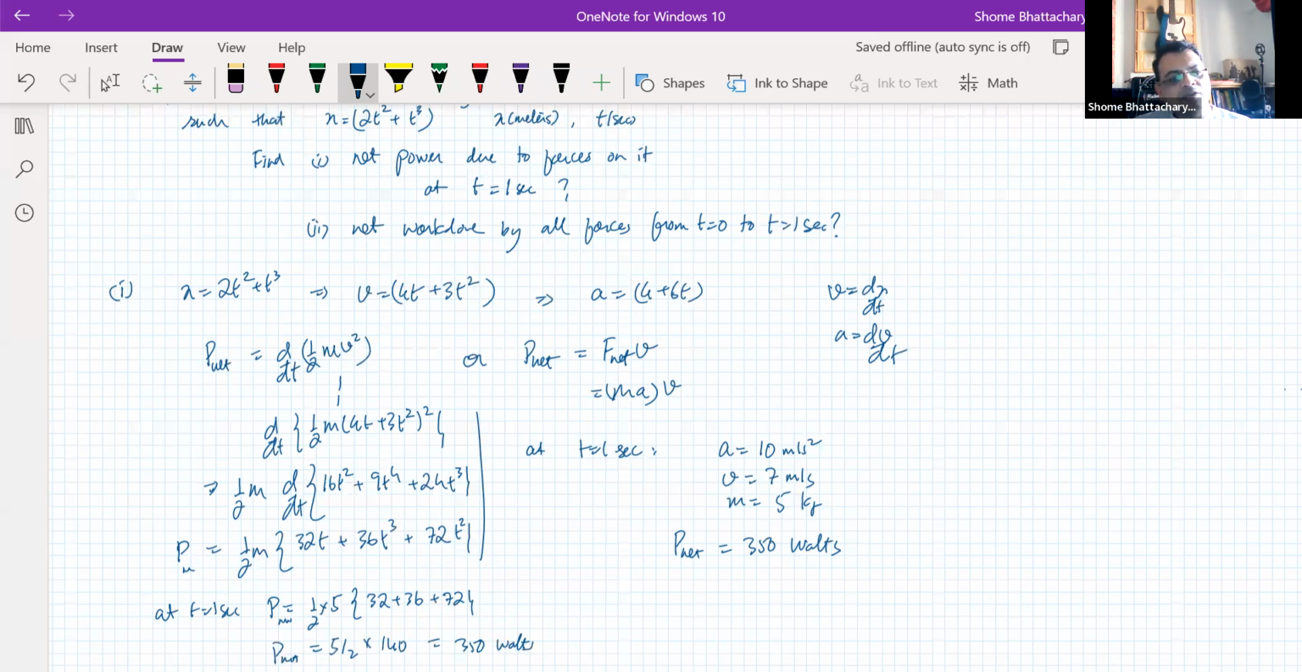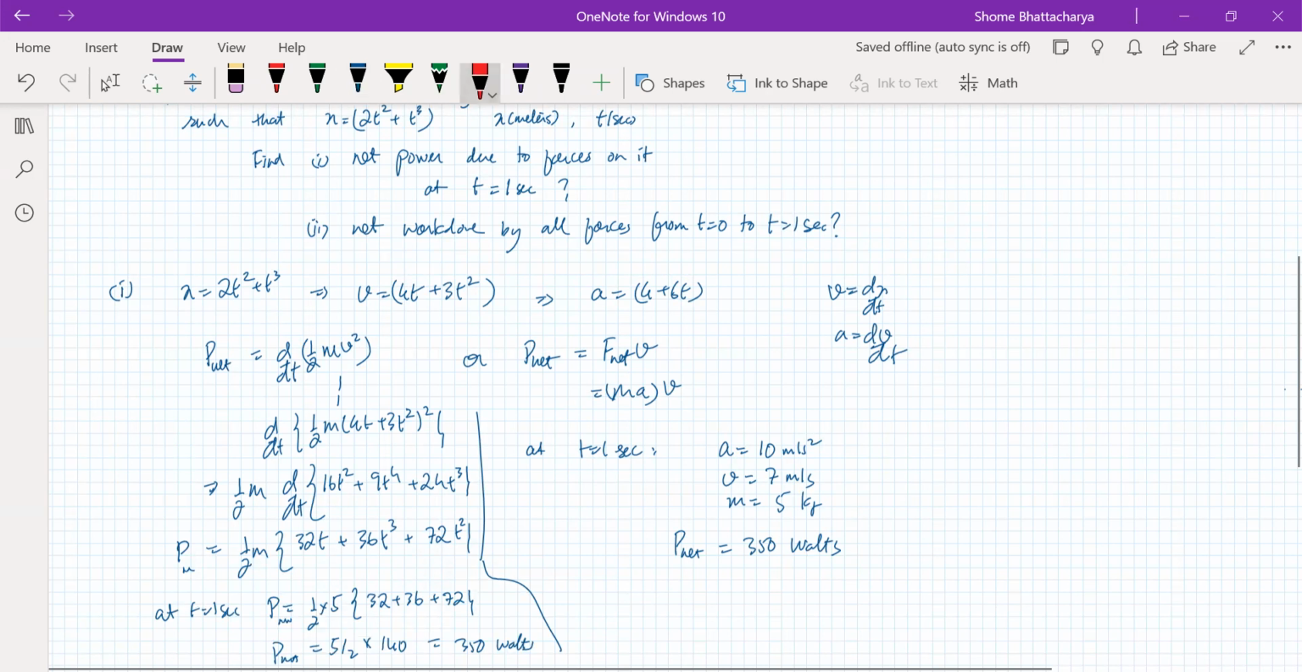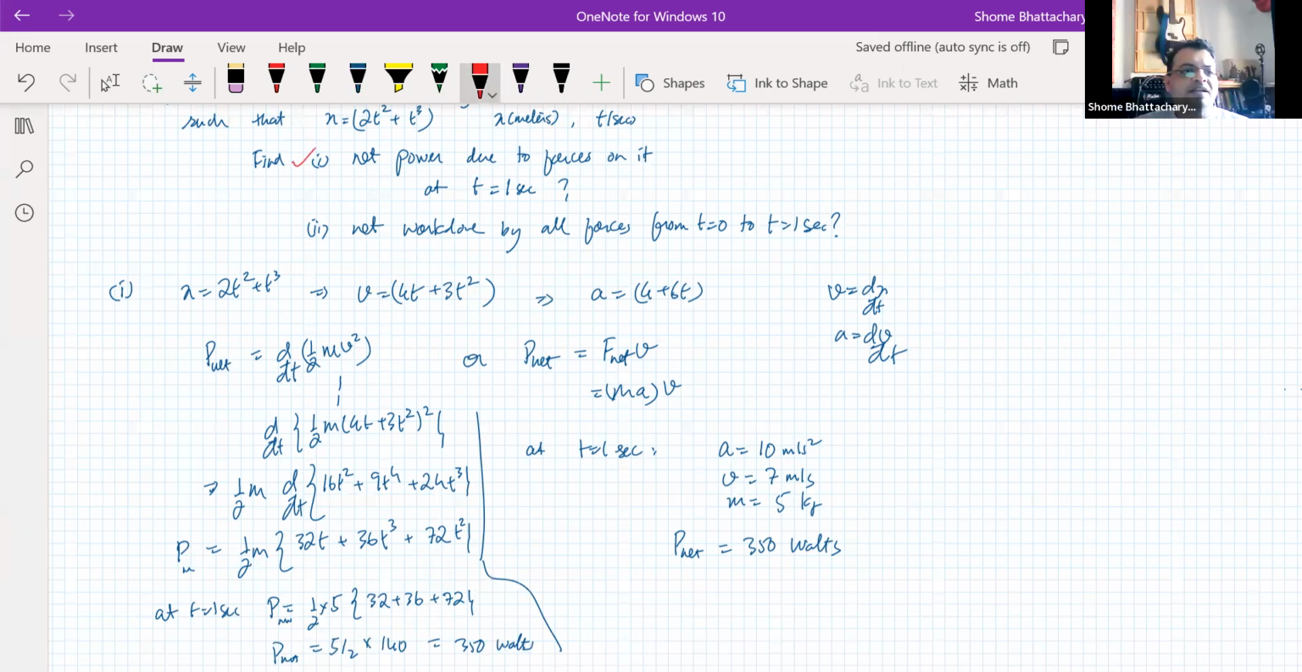So this is requiring a bit more effort, but you can see we can calculate it this way also. Okay, now tell me, how will we find this second part? Net work done from 0 to 1 second. How will you calculate this?